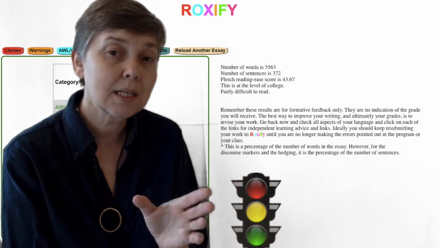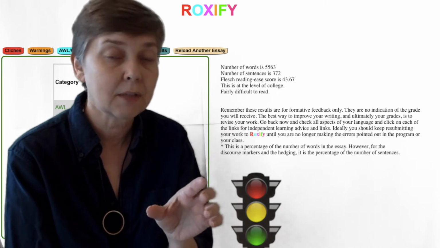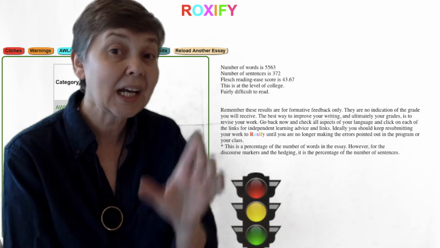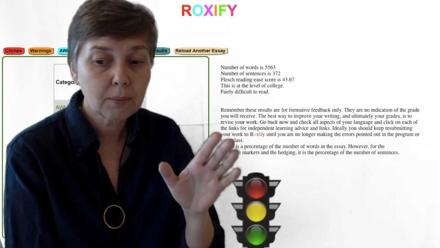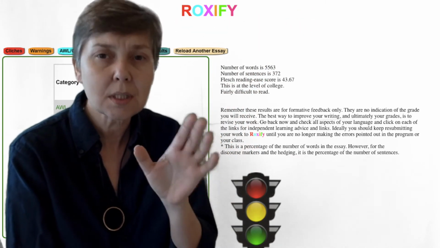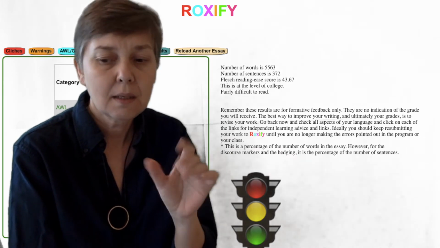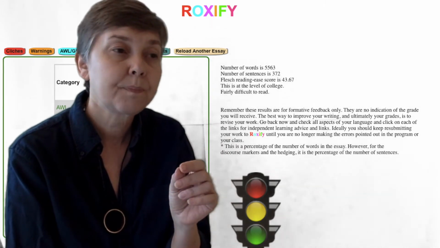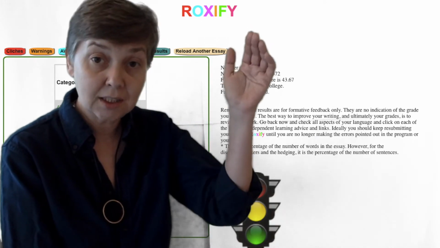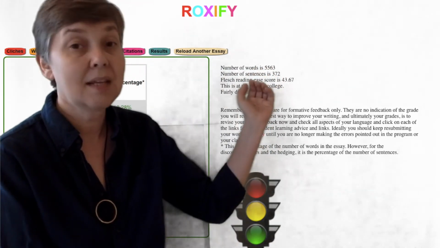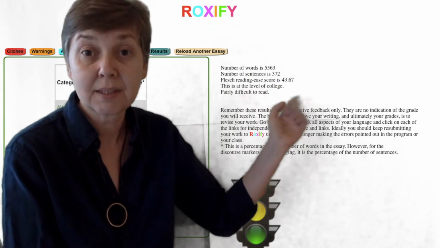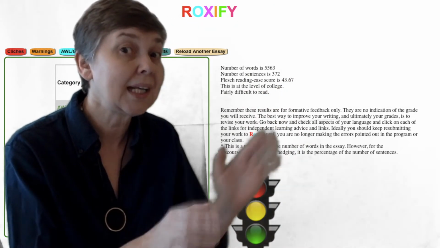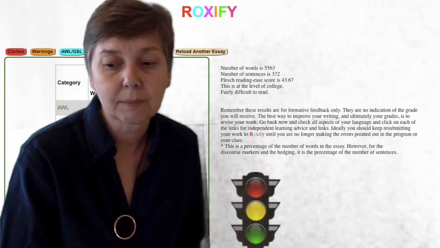Now, just because it says it's difficult to read or fairly difficult to read, that doesn't mean it's wrong. It means that you're writing at a higher level. So if you're writing at a university level, it's going to say this is a difficult level of text. If you're writing at an upper secondary school level, it's going to say it's fairly difficult. If you are writing at a PhD level or above, it's going to say that it is an extremely difficult text to read. Okay, so it doesn't mean it's bad, it just means that you're writing at that academic level.